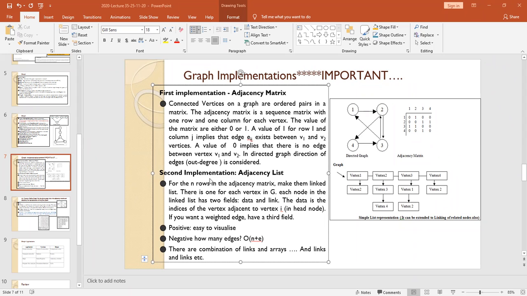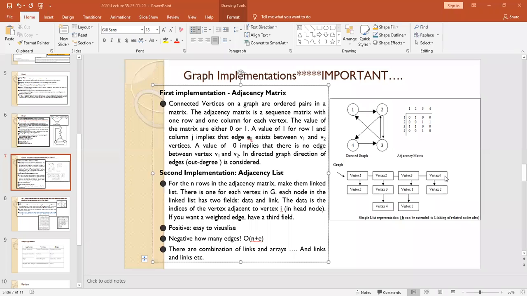So now you come for the second implementation. So adjacency list. So list means, keep in your mind, it is linked list. So for n rows in the adjacency matrix, make them linked list. So how you will be making that we shall see. So first you write all the things. Vertex V1, vertex 2, vertex 3, vertex 4.